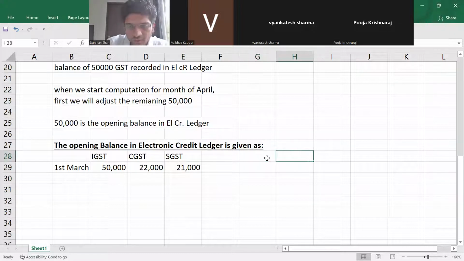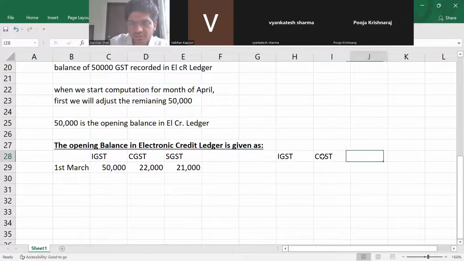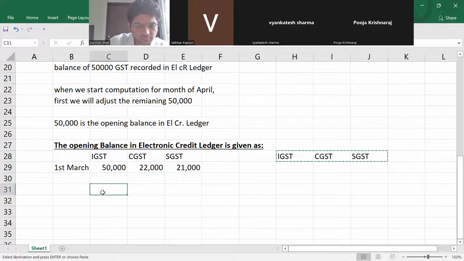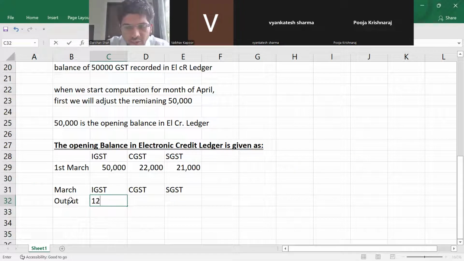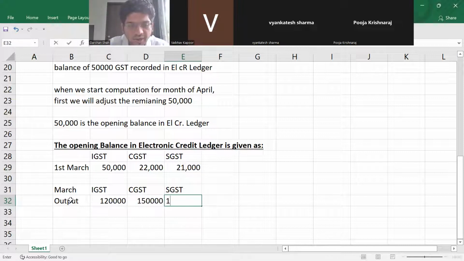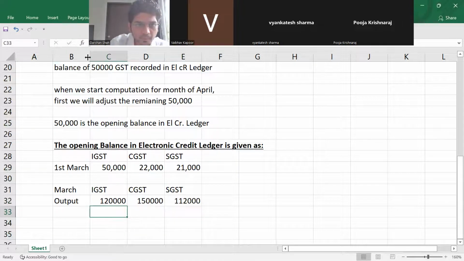Now guys, pay attention. IGST, CGST and SGST. Again, the same columns I'll do. In the month of March, during March, output GST, output tax. Let us say output tax was 1,20,000, 1,50,000 and 1,12,000. This was the output tax.